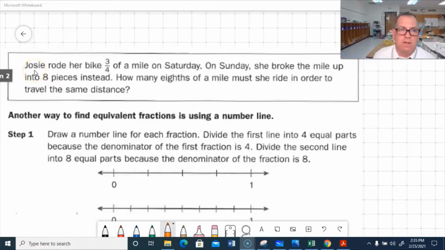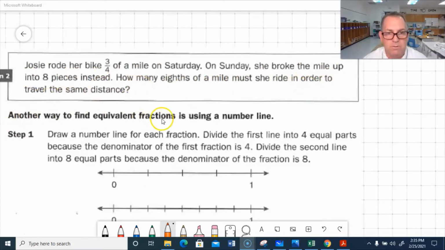Okay, we got a problem we're going to look at together right here. Go ahead and follow along as I read. It said, Josie rode her bike 3/4 of a mile on Saturday. On Sunday, she broke the mile up into 8 pieces instead. How many eighths of a mile must she ride in order to travel the same distance?